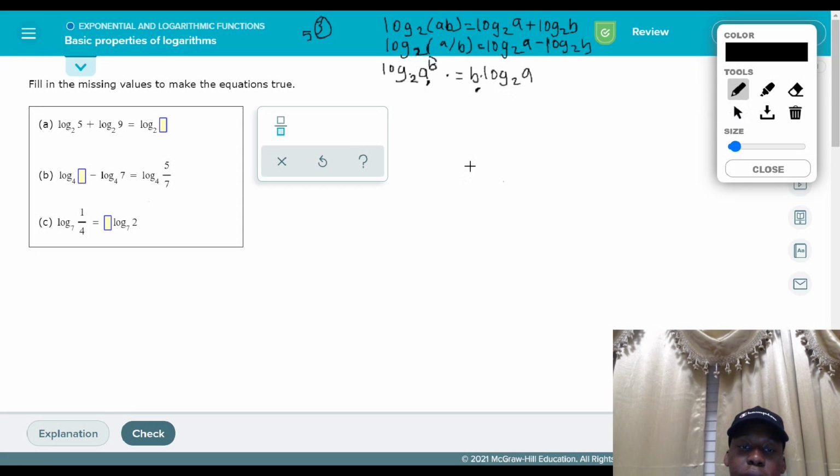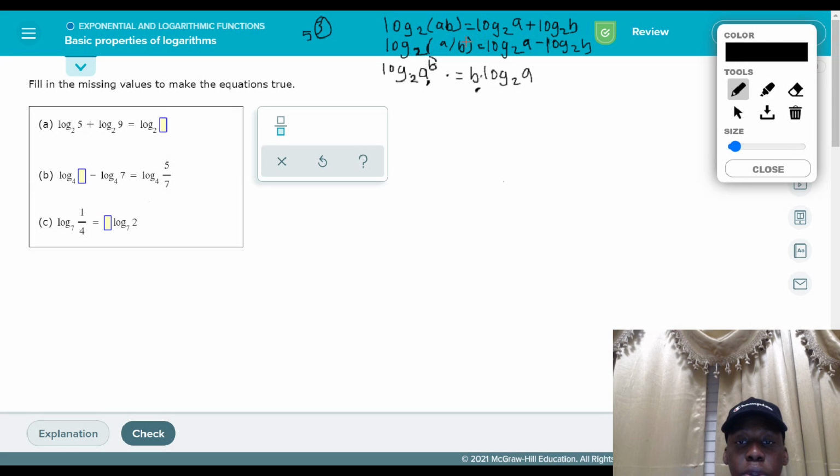Okay, so let's apply that in this question. The first question is log 2 5 plus log 2 9 equals log 2 what? If we take a look at these properties that I wrote, I really strongly advise you to understand them and write them down wherever you can jot this down. It would be good if you know it off head also. But we should always have this handy so you can work with logarithm problems.